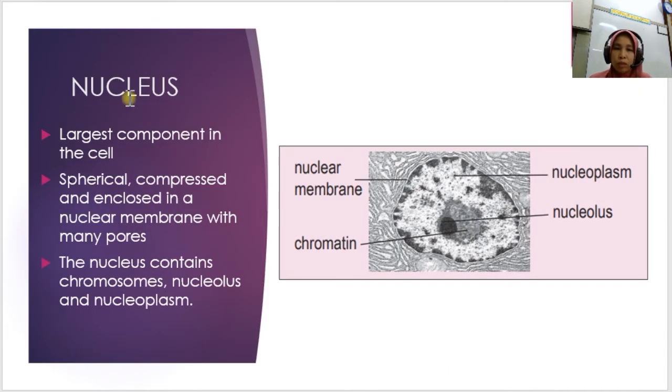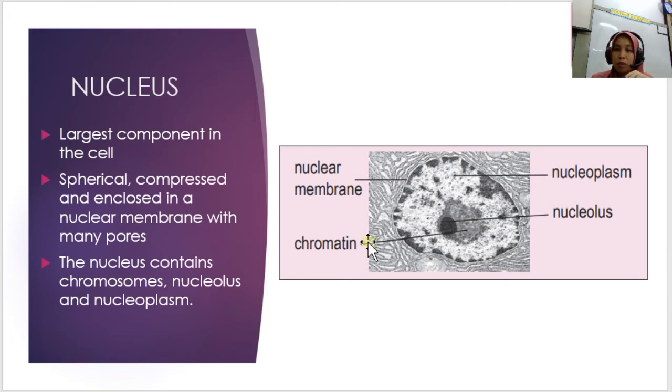Next we go to the nucleus. The nucleus is the largest component in the cell. It is spherical, compressed and enclosed in a nuclear membrane with many pores. The nucleus contains chromosomes, which carry the genetic materials. There is also the nucleolus and nucleoplasm. So this is the structure of the nucleus. Inside the nucleus there is a chromosome.